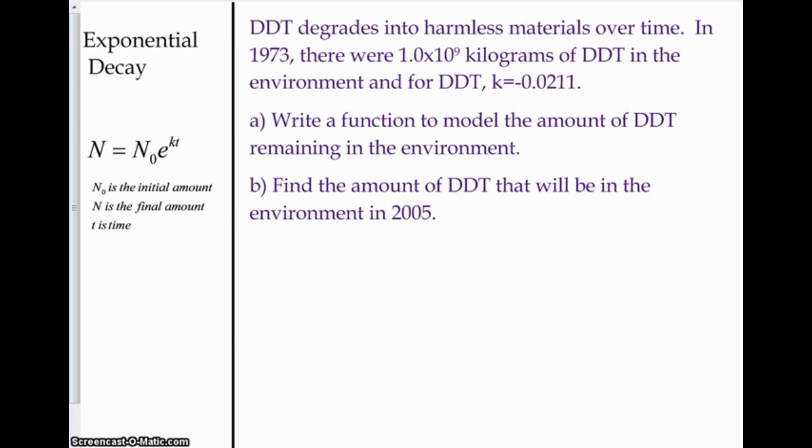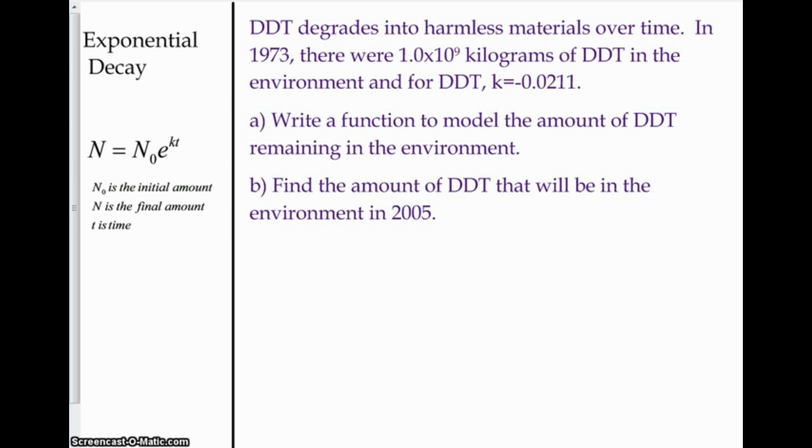So let's first look at a problem. This is a problem out of your book, and the book had some good information about this chemical called DDT. DDT is a chemical that was used in the past. I think it's been outlawed now. They used it to get rid of bugs and help their crops grow stronger. But they found out it was harmful in the air. And so now they've realized that DDT does degrade into harmless materials over time.